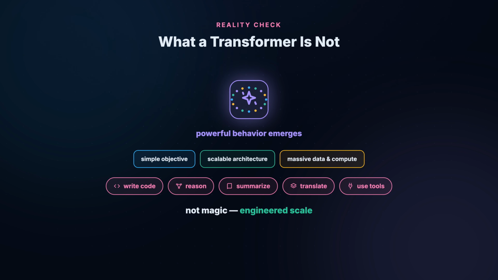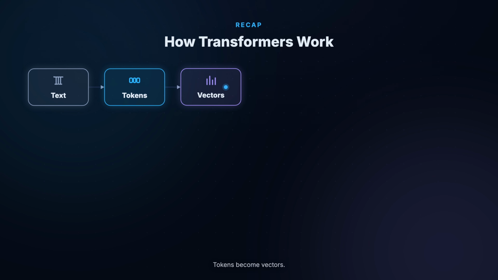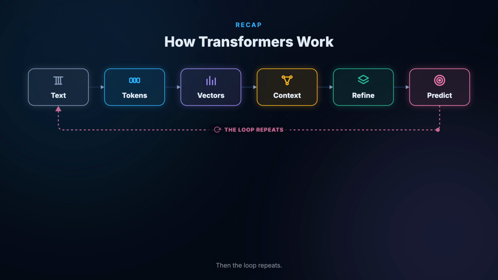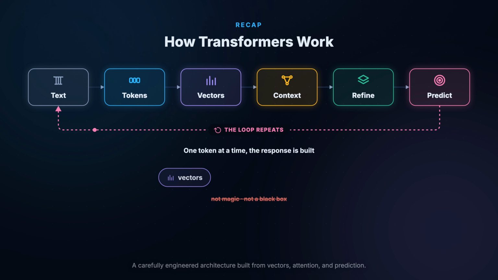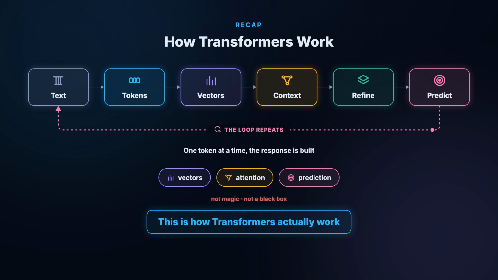Engineered scale. So that is the transformer. Text becomes tokens. Tokens become vectors. Attention builds context. Layers refine that context, and the final representation predicts the next token. Then the loop repeats. One token at a time, the response is built. That is the core idea behind modern LLMs. Not magic, not a black box forever, a carefully engineered architecture built from vectors, attention, and prediction. This is how transformers actually work.